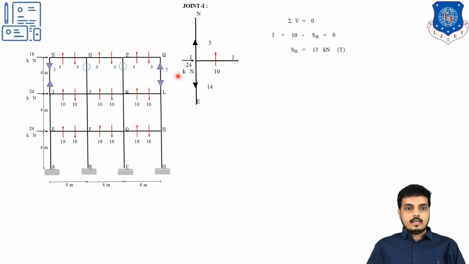Now calculating this force over here. Summation of V equals 0. This one is upward, so positive 3 plus positive 10 minus S_IE, which I have assumed, equals 0. So S_IE will be equal to 13, in tension as it is pulling.